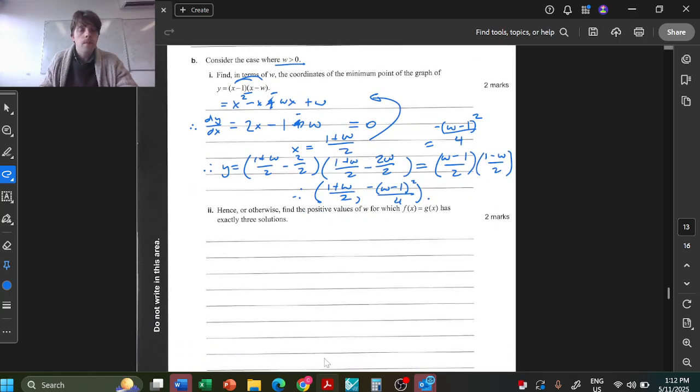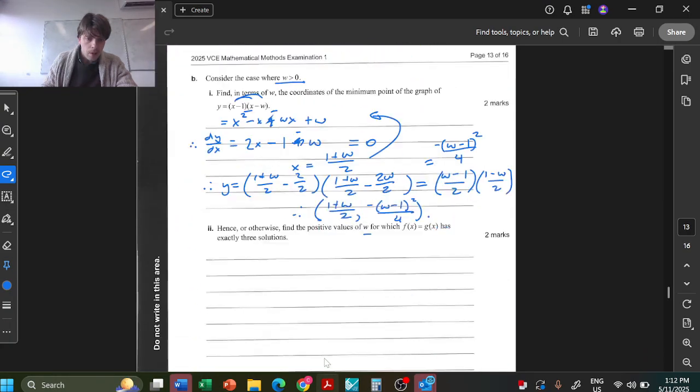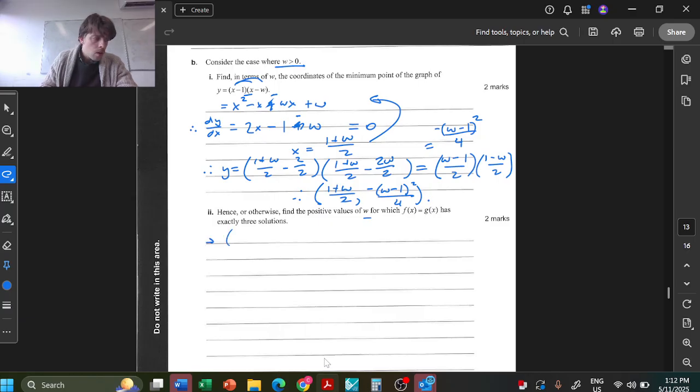All right, last question. Okay, hence or otherwise, find the positive values of w for which f(x) equals g(x) has exactly 3 solutions. So let us return to this function. f(x) equals g(x). We have here the two functions, so let's just write them down. I'll just copy them from here. So the functions are f(x) equals g(x). So f(x) is that one, so that's w squared over x minus 1 squared. That's equal to x minus w squared.